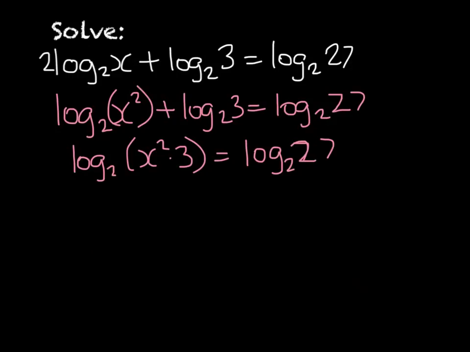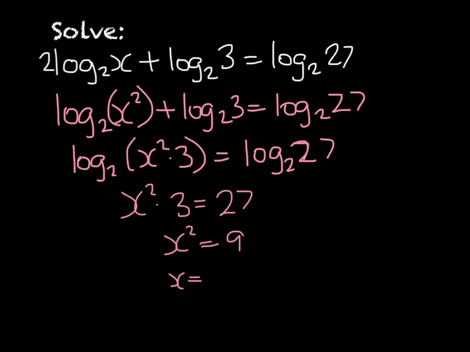And now that we come here, we can see that these two expressions must be equal. So x squared times 3 equals 27, x squared equals 9, x equals plus or minus 3 if we want to solve this. However, we cannot take the log of a negative number, so our only solution ends up being x equals 3.